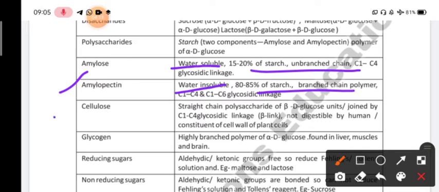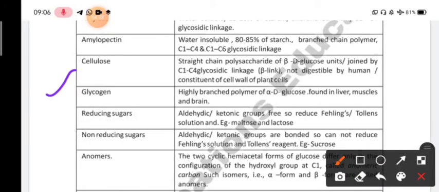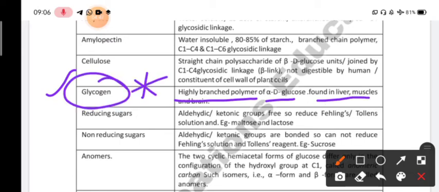So what is cellulose? Cellulose is a type of carbohydrate and it is a polysaccharide of beta-D-glucose joined by C1 to C4 glycosidic linkage. Okay, and then it comes to glycogen. Glycogen is a highly branched polymer of alpha-D-glucose and is found in liver and muscles. So glycogen is very much important.